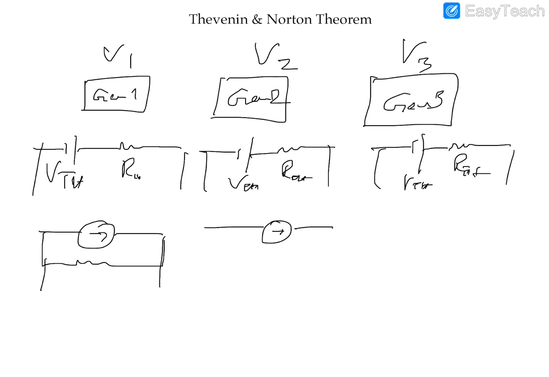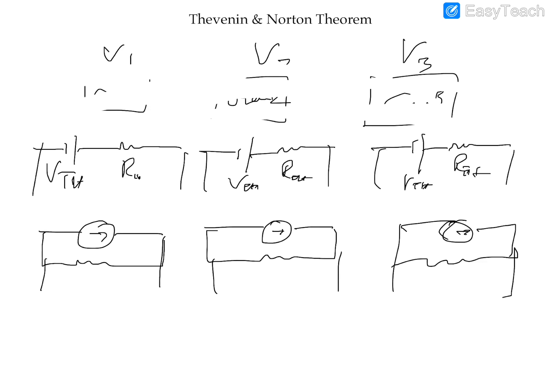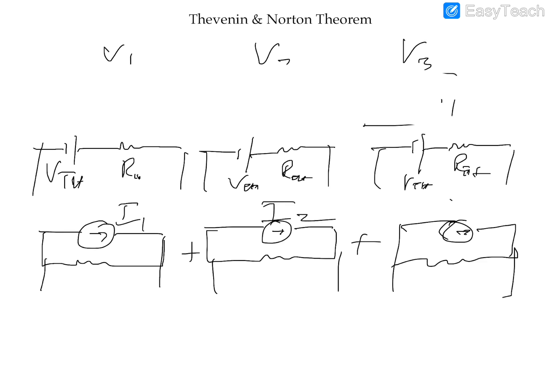If you get the equivalent Norton circuits, now, if these are connected together, it would just mean that all of these three, generator 1, generator 2, generator 3, are just connected in parallel. So that would mean you can just add up the currents.